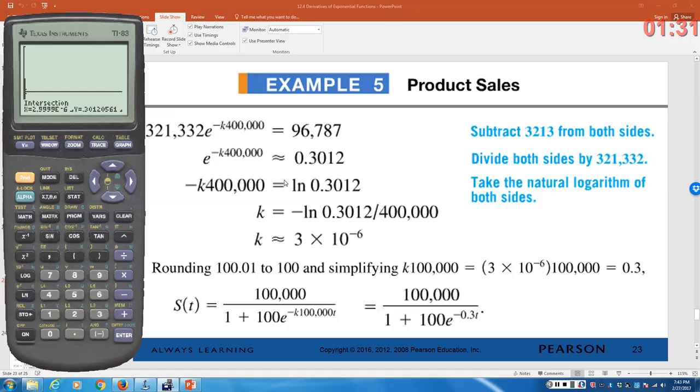But this way is fine. I know that some of you haven't worked with logarithms. You may not know about taking the natural log of both sides. But anytime you've got a problem with E, you can take the natural log of both sides if you can isolate it down to where you have E to the power is equal to a constant. Just take the natural log of both sides and you'll wind up with the power being equal to the natural log of that constant.